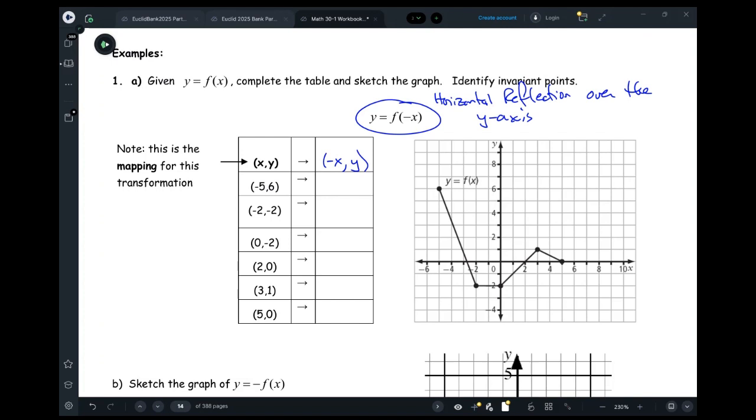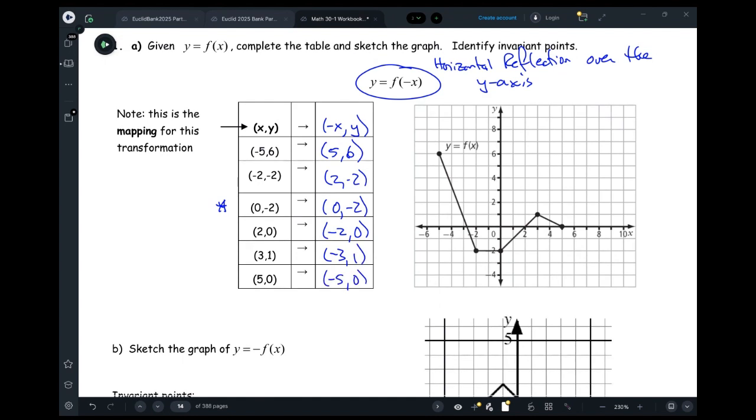So we're going to use the mapping notation to help us build all of the points here. And really all that the image point is telling us to do is to change the sign on the x. So this becomes 5, 6, 2, negative 2. Oh, look at this one. 0, negative 2. Well, putting a negative in front of the 0 does nothing, so that becomes 0, negative 2. That's my invariant point. And this point becomes negative 2, 0. This will become negative 3, 1. And this will become negative 5, 0. So now plotting these points, 5, 6 is going to be over here.